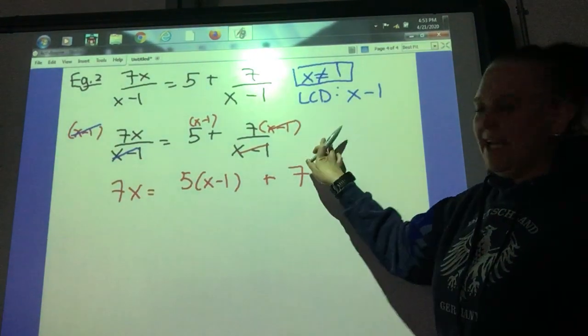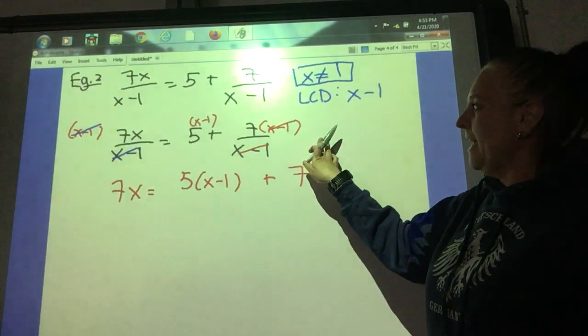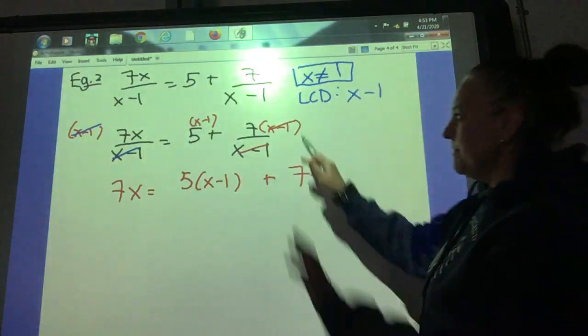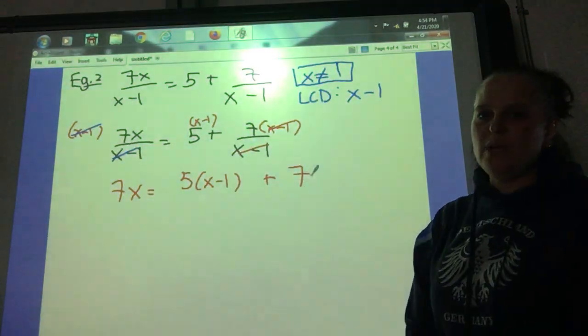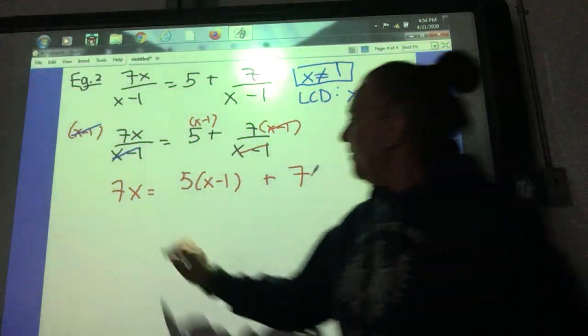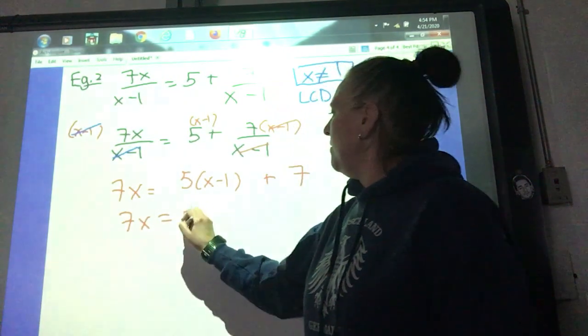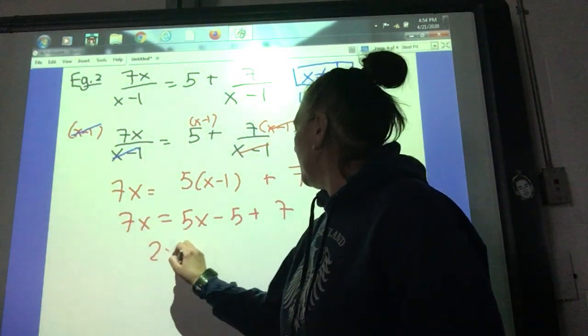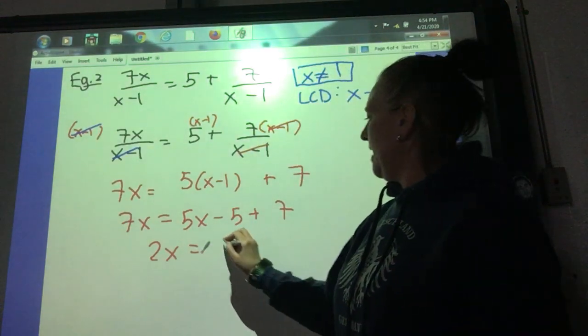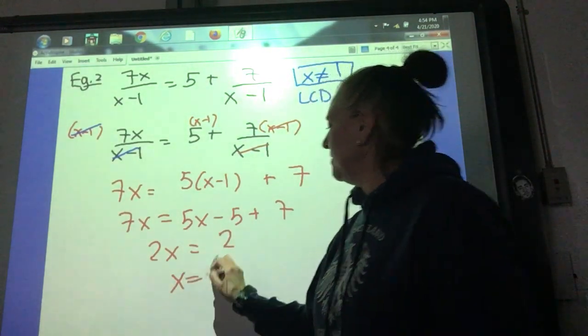So like I said, I think the key to success in this step is going slowly, carefully, and being organized. Sometimes students can't follow their own work, so just have nice, neat steps, know what you're multiplying, what you can cancel by. Okay, so then if we solve, 5x minus 5 equals 7, we can combine our like terms. So we have 2, so then we solve x equals 1.